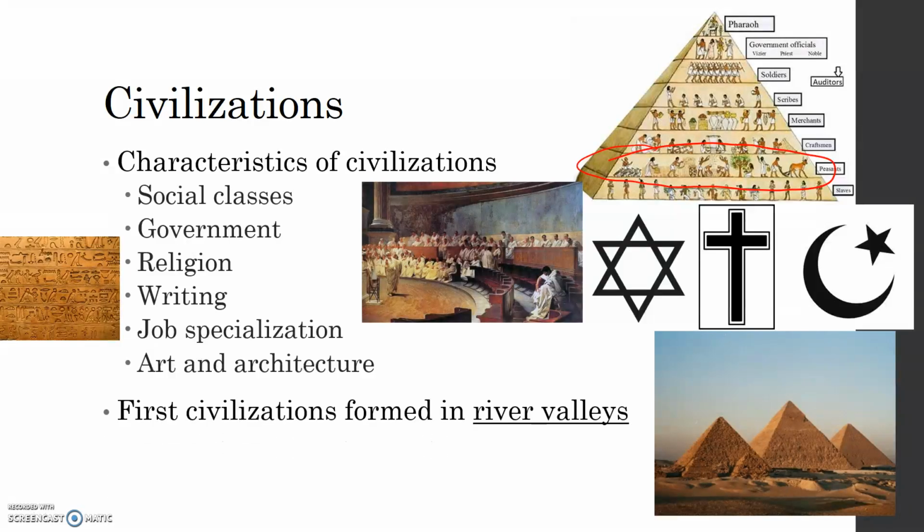So, first civilizations always formed around river valleys. The reason why they form around river valleys is, one, because of transportation and trade. Okay, rivers allow for that, and also because of irrigation, because of the water, fresh water, mind you, not salt water, but fresh water that they can bring for crop production.